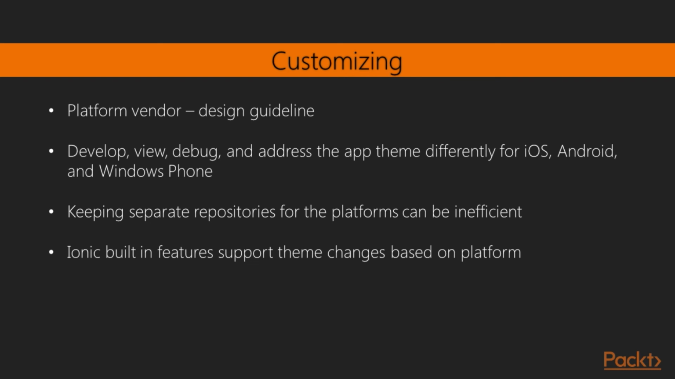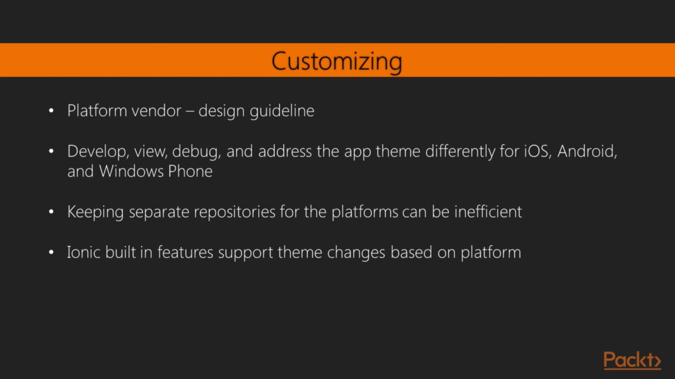Each mobile platform vendor has its own design guideline. In this section, we'll go over an example of a typical workflow to develop, view, debug and address the app theme differently for iOS, Android and Windows Phone. In traditional development using either the native language or other hybrid app solutions, you have to keep separate repositories for each platform in order to customize the theme. This could be very inefficient in the long run.